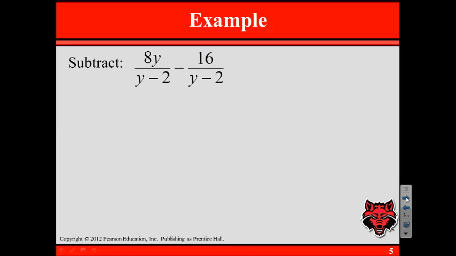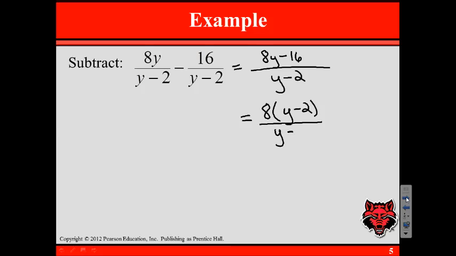Next, we are subtracting 8y over (y minus 2) minus 16 over (y minus 2). Again, because we have a common denominator, we can write that one time, and we subtract across the numerators. This becomes 8y minus 16. Now at this point, we see that each term in the numerator has a common factor of 8. So we can factor the 8 from the numerator, and that gives us 8 times (y minus 2), all over y minus 2. And because the numerator and denominator have a common factor of y minus 2, we would cancel those and be left with just 8.